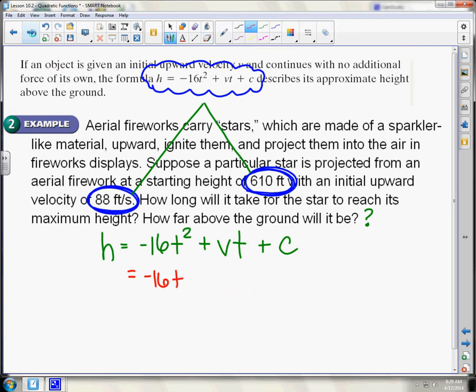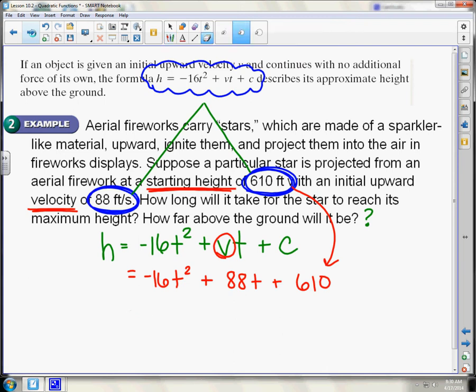Negative 16t squared plus 88t, there's where the velocity is, plus 610. 610 was my starting height, and therefore this is your y-intercept. That's your starting point, okay? So then I have negative 16t squared plus 88t plus 610, and I need to find how far above the ground it will be.